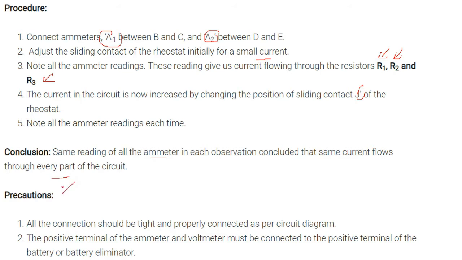What are the precautions? All the connections should be tight and properly connected as per the circuit diagram, and the positive terminal of the ammeter and voltmeter must be connected to the positive terminal of the battery or battery eliminator.